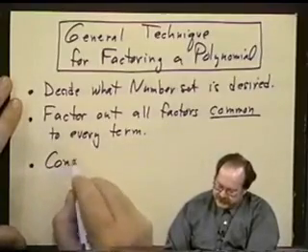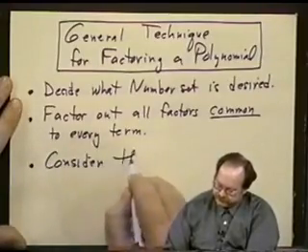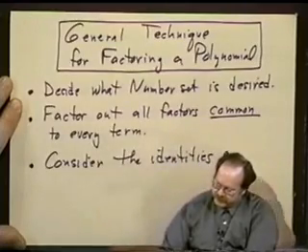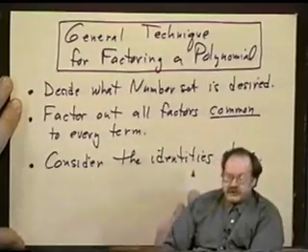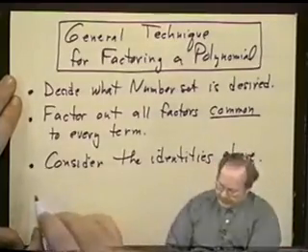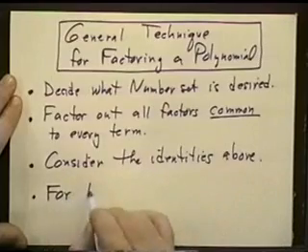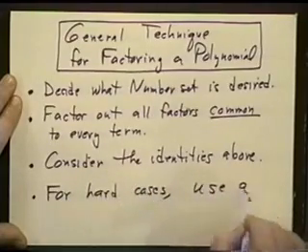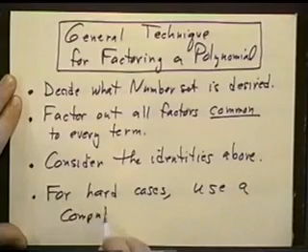Then you want to consider the identities above. All those identities that we looked at a moment ago. Now this should be a whole collection of these in your mind that you can check. Then finally, for hard cases, frankly, use a computer algebra system.